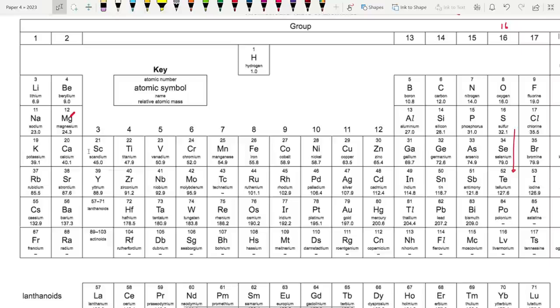So they are further from the nucleus and there's increased shielding. So although nuclear charge increases, it becomes easier to remove the electron.